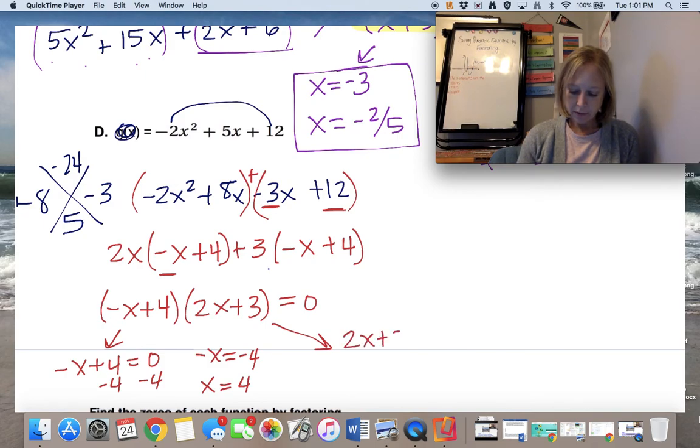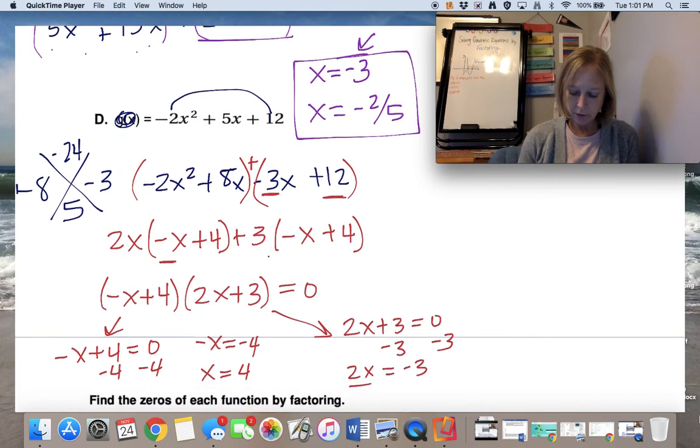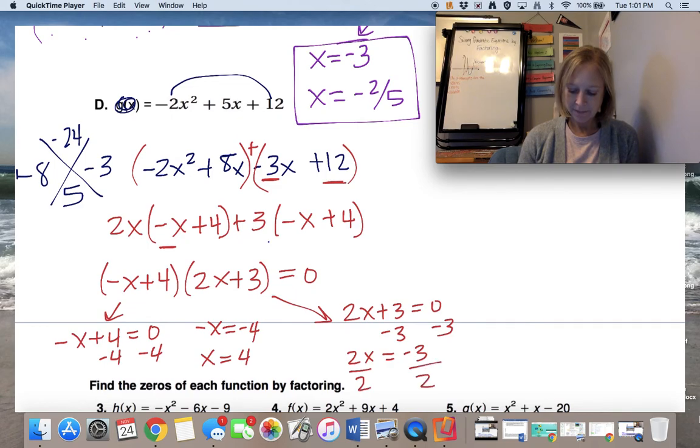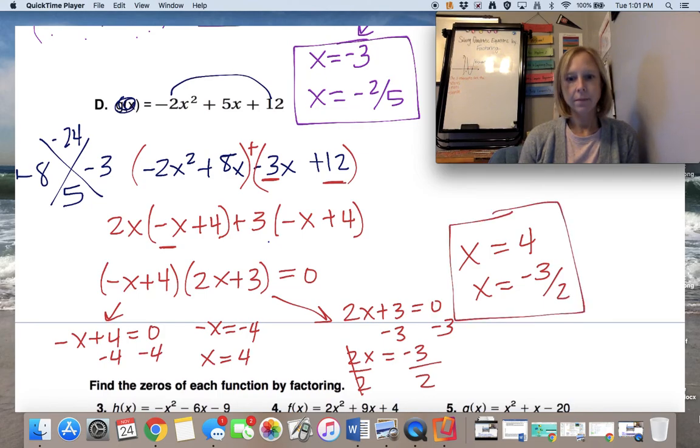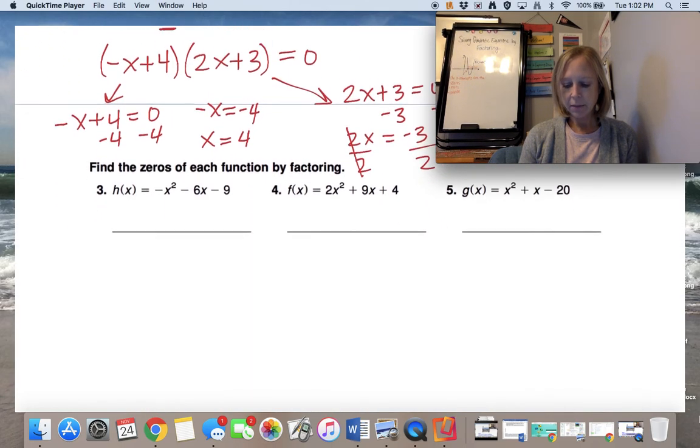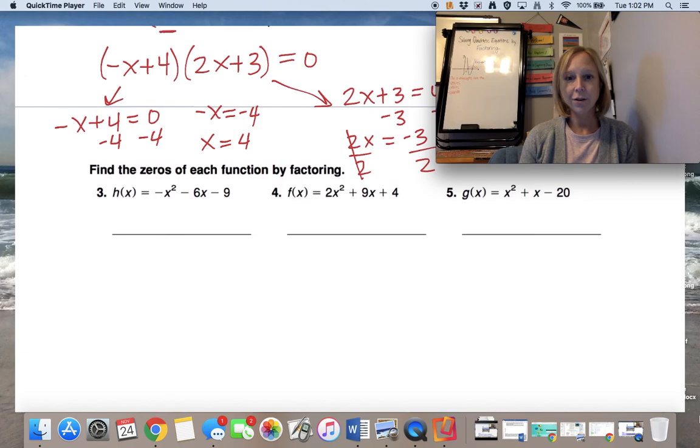All right, 2x plus 3 equals 0. Subtract 3. And then divide by 2, running out of space. All right, and so my two solutions, let's write this nice and neat, are 4 and negative 3/2. All right, take some time, try these next 3 on your own, and then in video 3 you can check your answers, and we'll wrap things up by looking at some special cases.